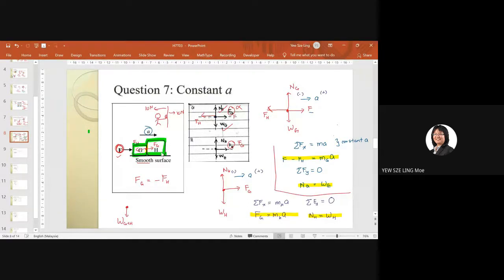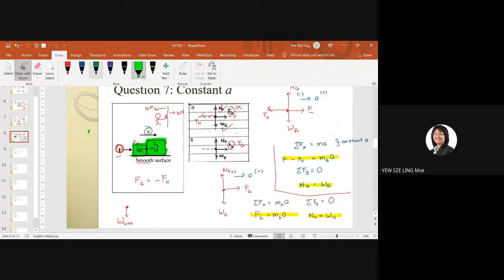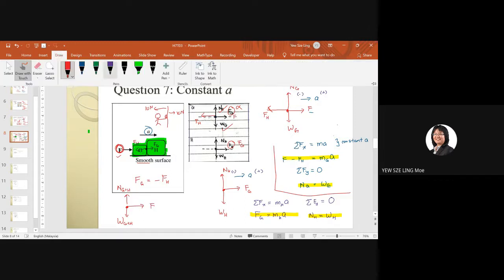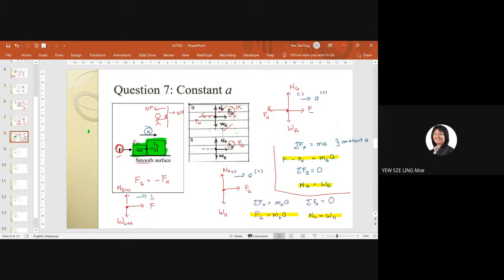So for this one object, the total mass is G plus H. The total weight is G plus H. So now you treat it as one object, therefore you use W(G+H). And then what do you have here? You have N(G+H) as well. Okay, this is if you treat it as one object, right? So in this case, what is the force that we have along the X component? We don't have Fg and Fh anymore. What do we have? We have just the external force F. Okay, and in this case, my A is still going to the right.